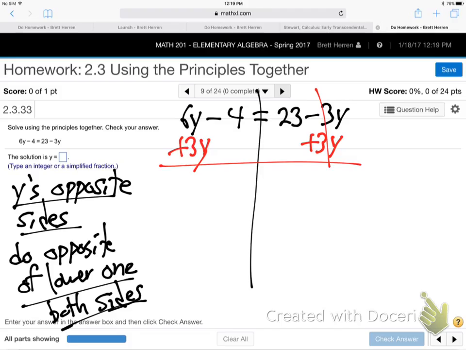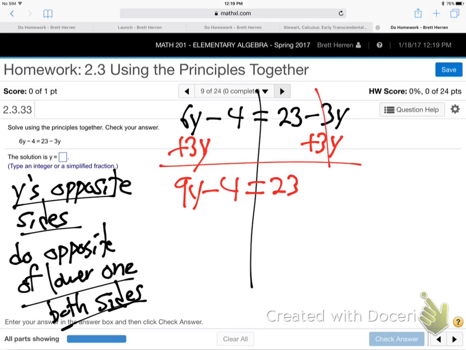So if the letters are on the same side, just combine them. No big deal. But if they're on opposite sides of the wall, you've got to do the opposite. Try to key your memory there. Opposite sides, do the opposite of the lower one. And you do it to both sides, right? And so this will be 9y minus 4 is 23. See how that, basically you don't want it in two places. That gets rid of it in one of those places. By doing the opposite, I dropped it out at one place, huh?